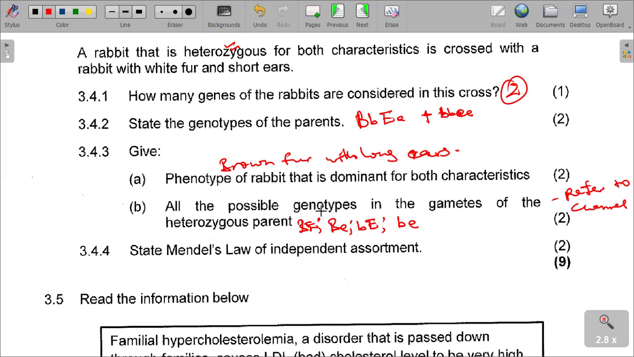All the possible genotypes of the gametes of the heterozygous parent. So you can see that we can have possible gametes such as the ones I've listed there. I told you that the gametes must always have the different characteristics that are in question. We cannot have dominant B and recessive b on their own, or dominant E and recessive e, but it must always have both characteristics, E and B, not the same characteristic. Otherwise, that will be an error.